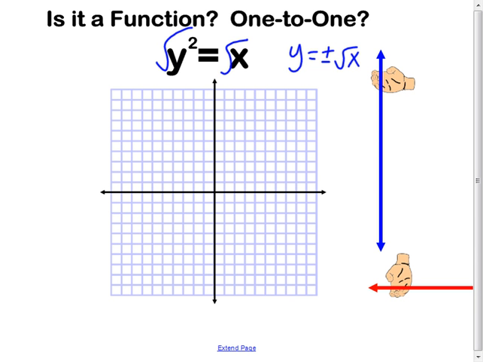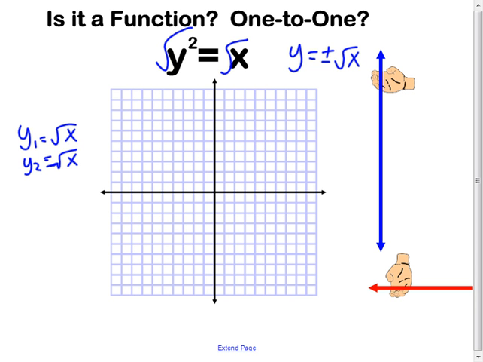So, you can use your graphing calculators and make yourself a table if you want. In y1, you would put the square root of x, and in y2, you would put negative square root of x, because you need both the plus and the minus there, and that's the only way to get it. Okay?